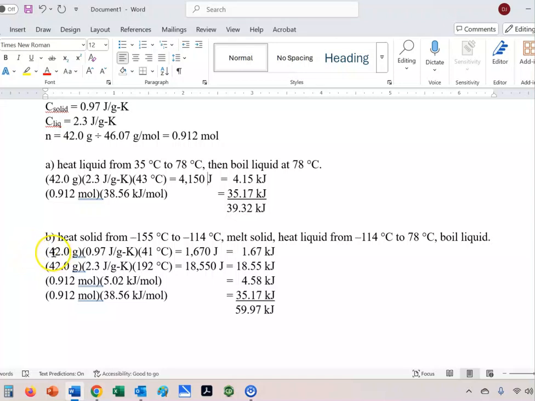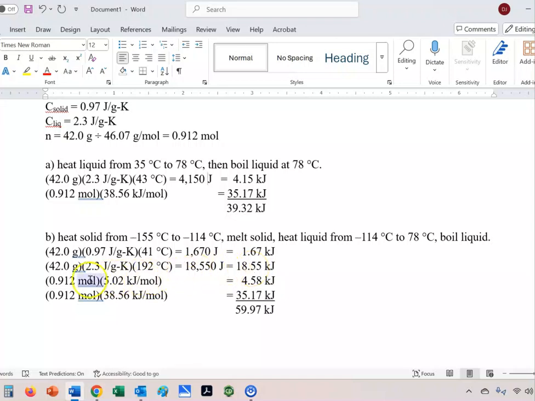So for heating the solid, 42 grams times 0.97, which is the specific heat of the solid, times 41 degrees Celsius, which is the change from negative 155 to negative 114. That gives me 1,670 joules, or 1.67 kilojoules. To heat the liquid from negative 114 to 78, that's 42 grams times the specific heat of the liquid, 2.3, times the temperature change from negative 114 to 78, which is 192 degrees. That gives me 18,550 joules, which is 18.55 kilojoules.